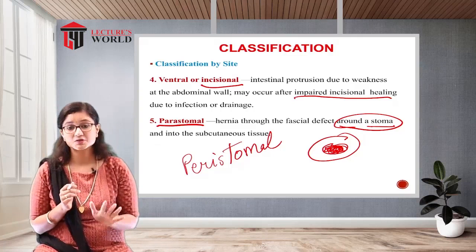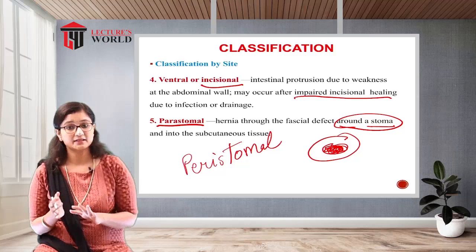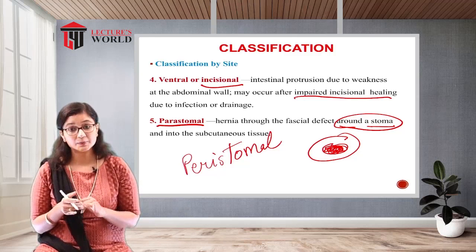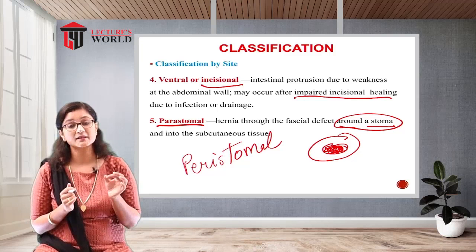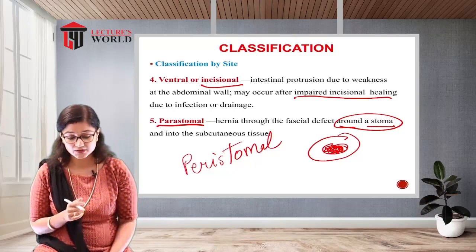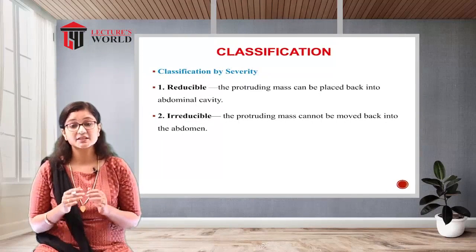Hope you understood the classification. First is the classification by the site. By the site we have seen inguinal, femoral, umbilical, incisional and parastomal or peristomal hernia. Hope you understood this. Next we move on to the classification by severity.